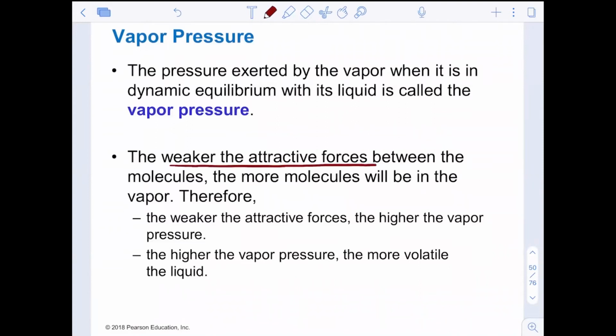The weaker the attractive forces, the higher the vapor pressure, because again, the weaker attractive forces in the liquid, right, means that the liquid is not holding on to itself. So more molecules will be in the vapor, and so higher vapor pressure. This is really important to know in the vapor or the gas phase, right? The higher vapor pressure correlates with a more volatile liquid as well.